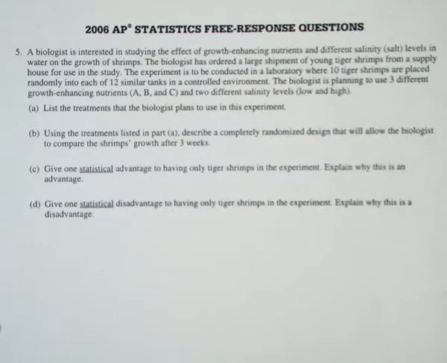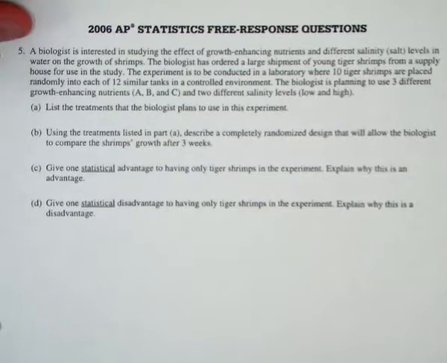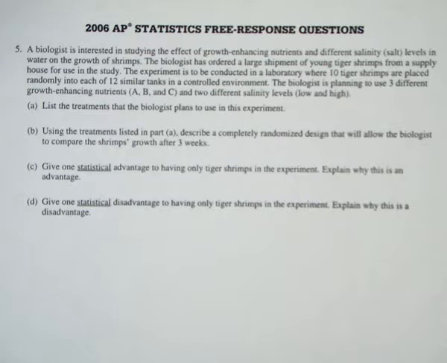Alright, so a biologist is interested in studying the effects of growth enhancing nutrients and different salinity levels of water on the growth of tiger shrimps. The biologists ordered a large shipment of young tiger shrimps from a supply house. The experiment is to be conducted in a laboratory where 10 tiger shrimp were placed randomly into each of 12 similar tanks. The biologists are planning to use 3 different growth enhancing nutrients, A, B, and C, and 2 different salinity levels. Okay, so list the treatments.